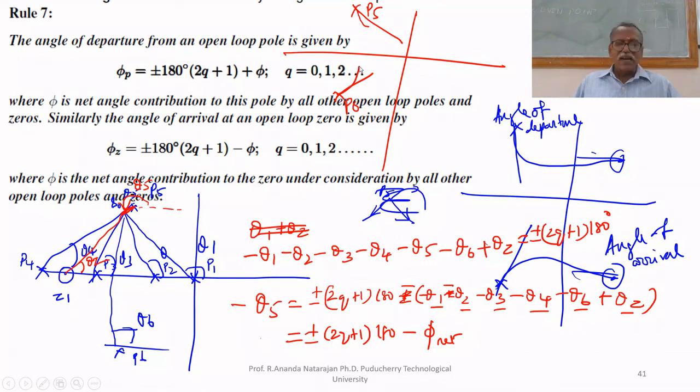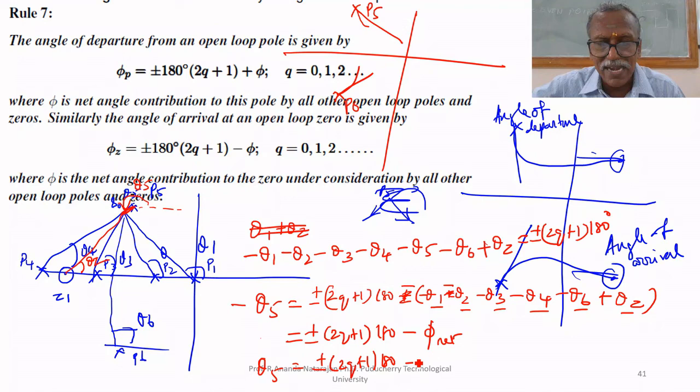We can find that angle: theta P5 equals plus or minus (2q plus 1) multiplied by 180 plus phi net. So how to find theta 6? Instead of plus, you would put minus. That's all. Or after finding that, negate it and you will get the angle, because it is symmetrical about the real axis. That is the angle of departure.